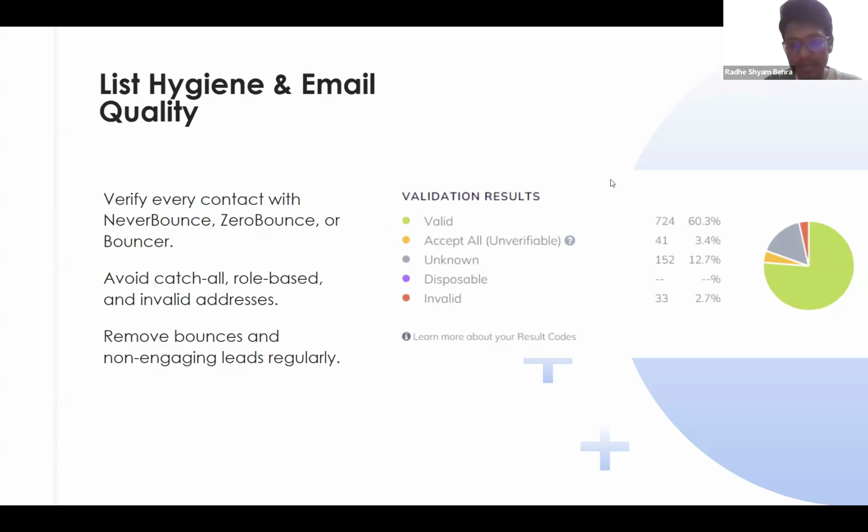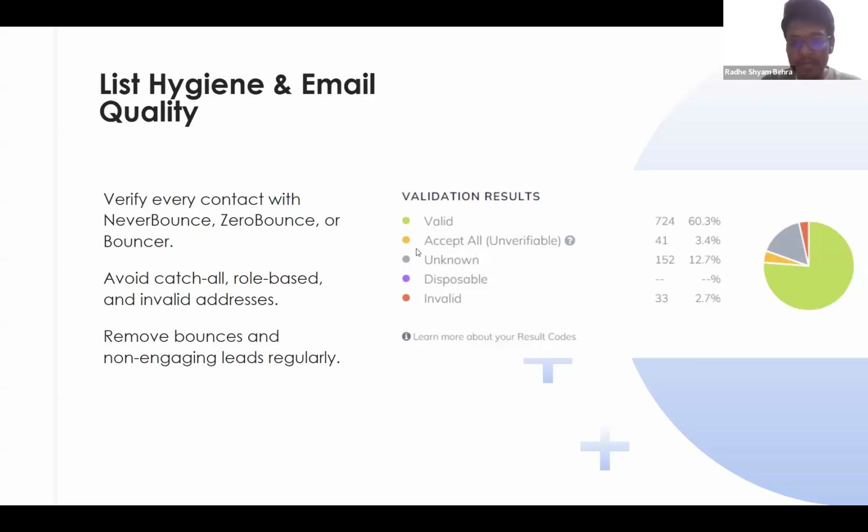Okay. So imagine it gave you the result like the one that is seen in this screenshot. So it gave you a total of 60% valid contacts, which is 724. Then accept all or unverifiable are 41 or 3.4%, and so on, right? So valid here means these are the emails that NeverBounce says are good enough to send email to. So you can go ahead and take it into your email cold outreach tool and start sending emails to them. So this is what it means by valid contacts.